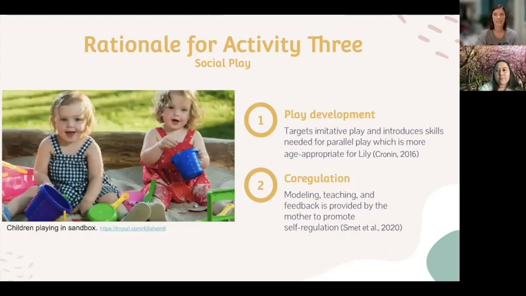And then our last activity is a social play activity. Because she is currently only doing solitary play, we want to start moving her towards more age-appropriate play, which for her would be parallel play. So our activity actually targets imitative play to introduce new skills like mimicking that's needed for parallel play, which would be more age-appropriate, which is the long-term goal we will eventually get to, but right now we're just addressing the short-term goal.